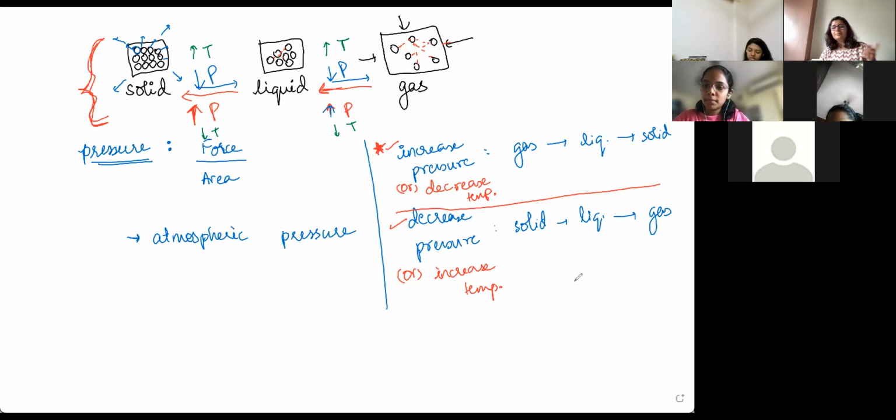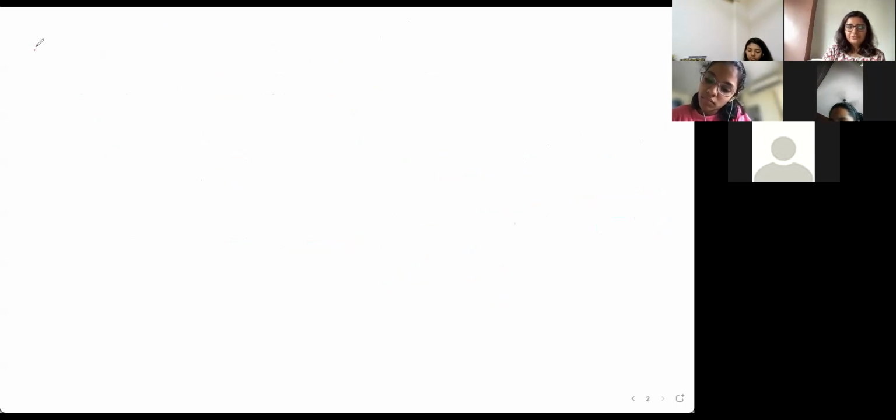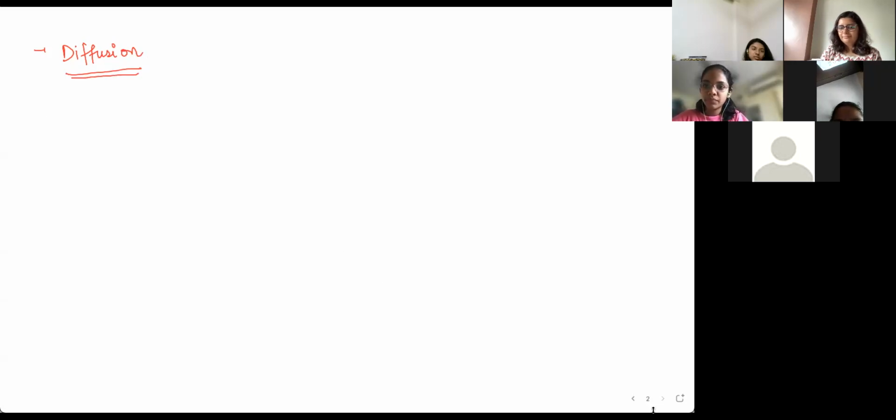Yeah. So apart from this, there is one more phenomenon related to matter, which is diffusion. Have you guys heard of this before? Diffusion क्या होता है? Means it's like the spreading of molecules from a higher concentration to a low concentration. That's basically it. Yeah, spreading. So क्या होता है ना, like particles.